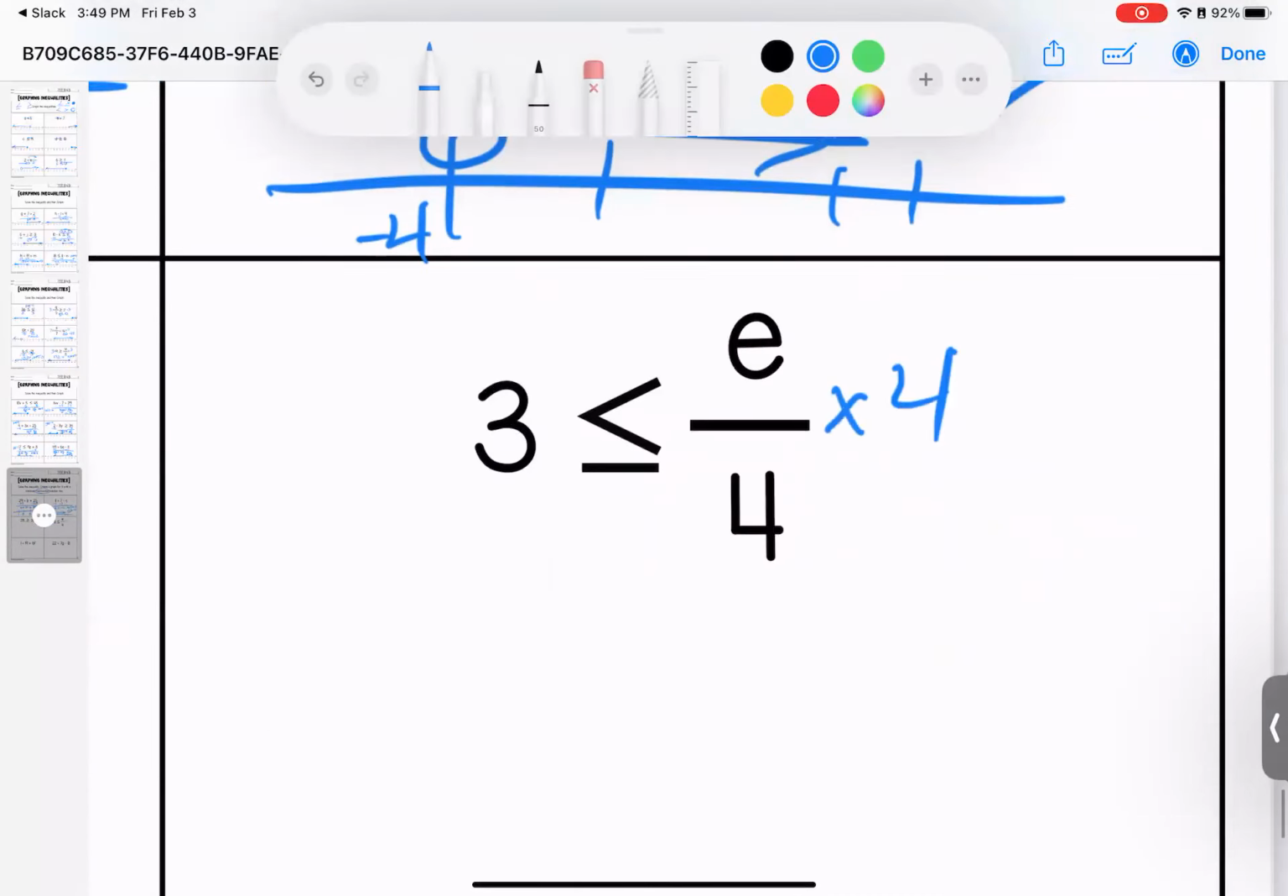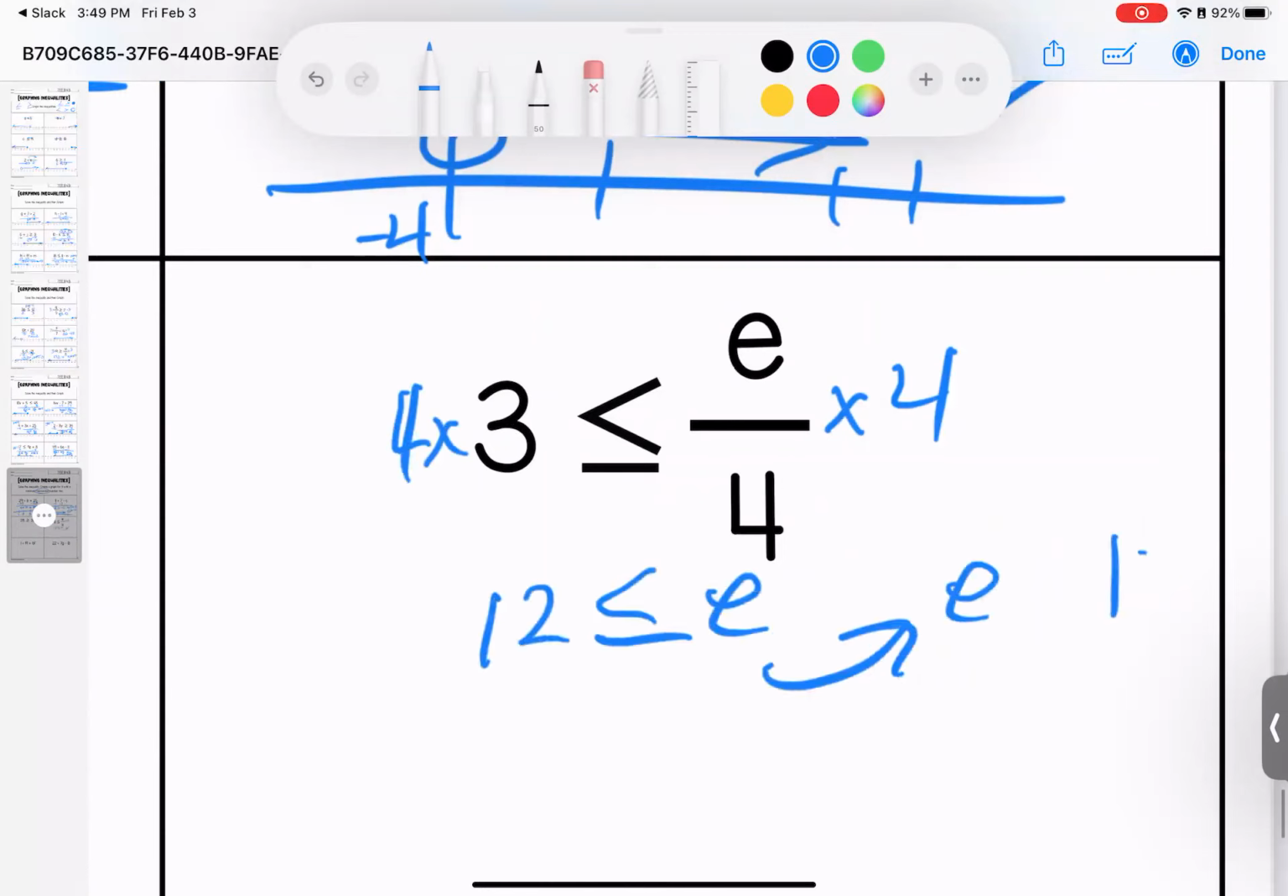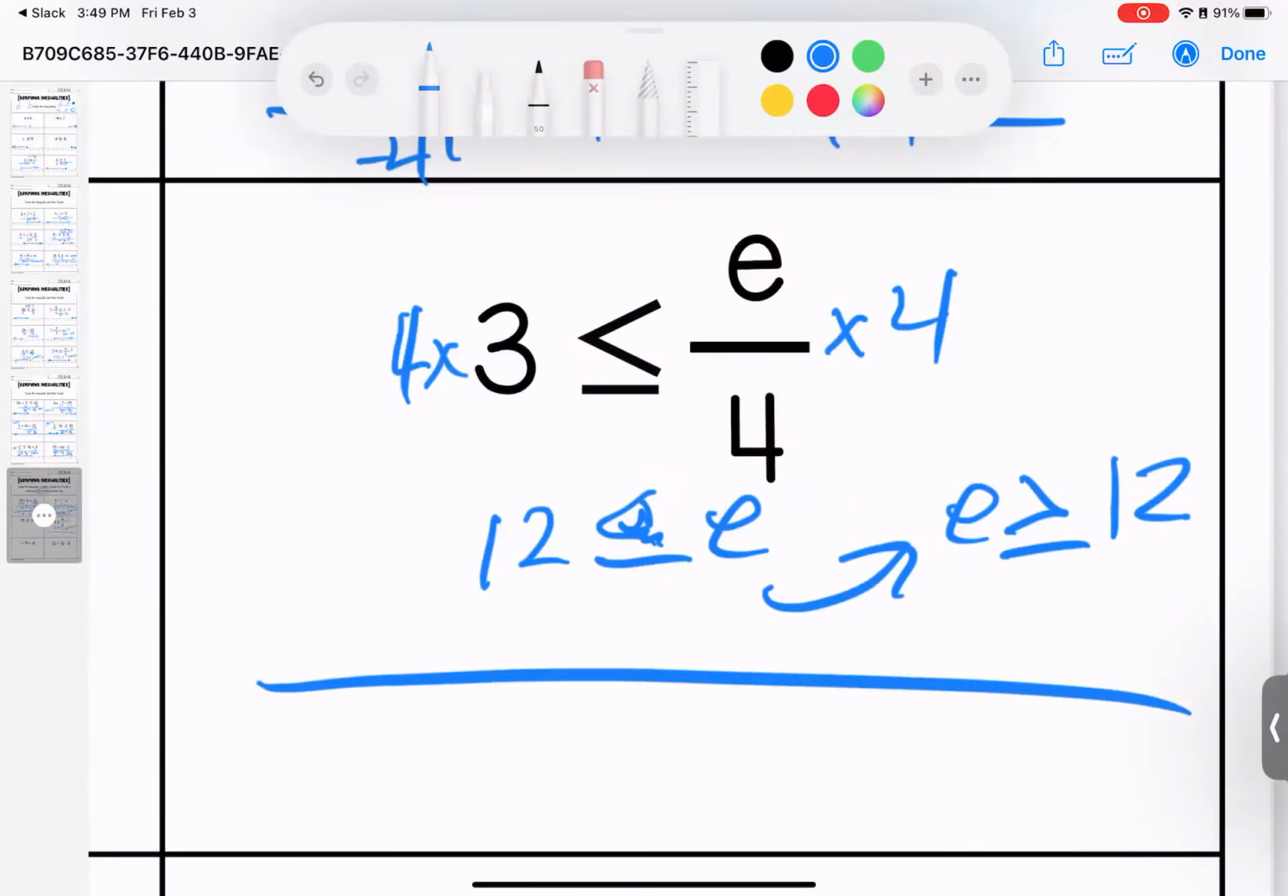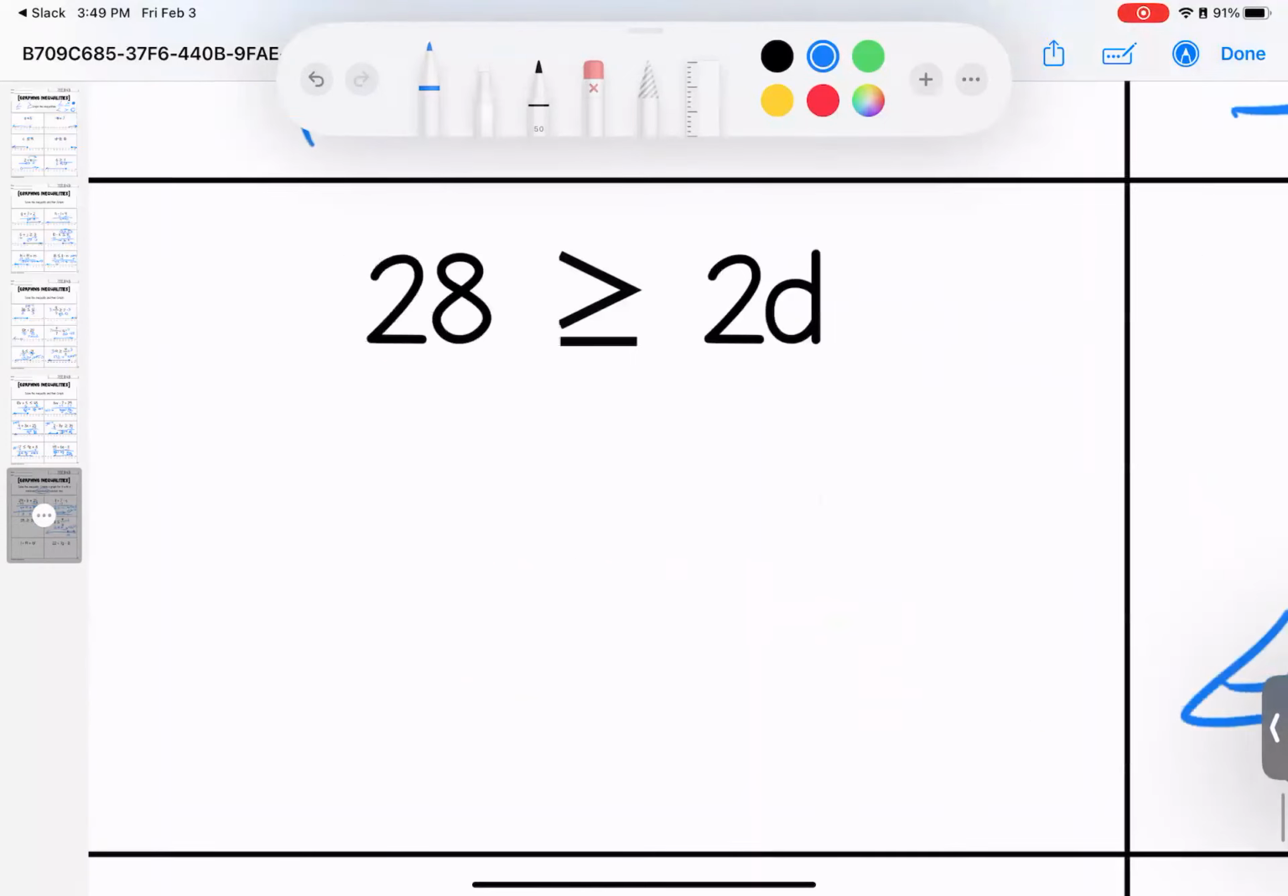For this one, multiply both sides by 4. I get 12 is less than or equal to e. Flip it, e, 12, mouth goes towards e. Always just look at where it is on the variable. Is the variable getting the mouth or is the variable getting the tail? Drawing my line, let's say this is 12. I'm going to fill it in. My arrow goes to the right.